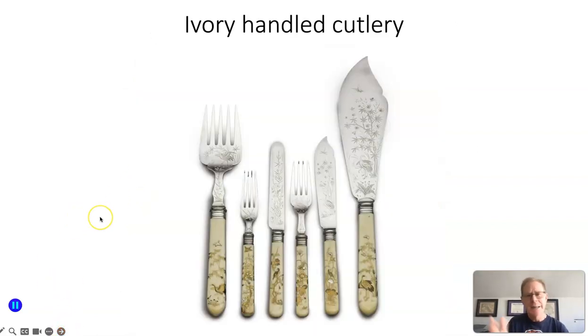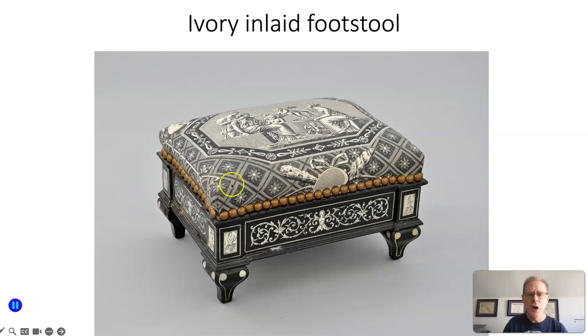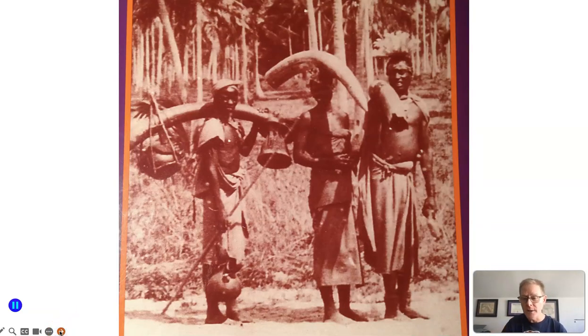So these are billiard balls made out of ivory. In addition, decorative items like ivory handled silverware, as you see here. Ivory was used on inlays in various things, like this footstool. You'll see mirrors with ebony frames and ivory inlays around them and so on. All of which then is driving the commerce for ivory.